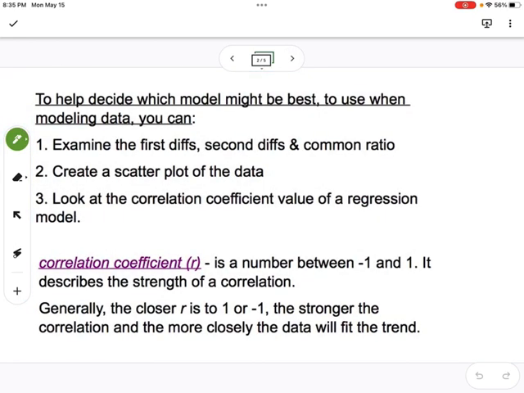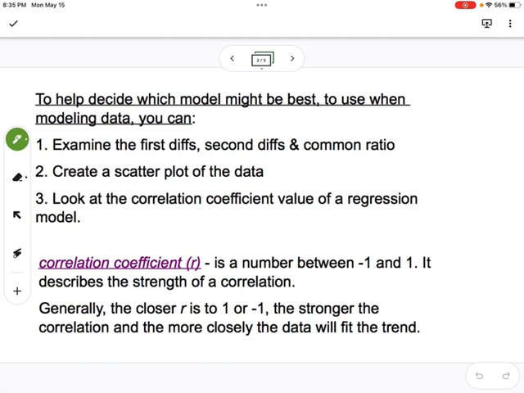To help decide which model might be best to use when modeling data, we can look at the first and second differences and the common ratio. If we compare those numbers, we can see which numbers are best reflected, which ones are closest together, and that can tell us whether it's linear, quadratic, or exponential.